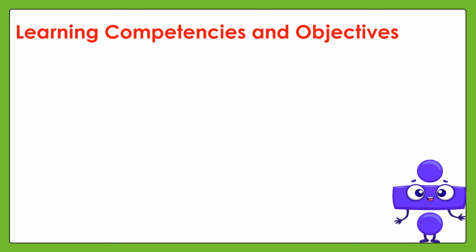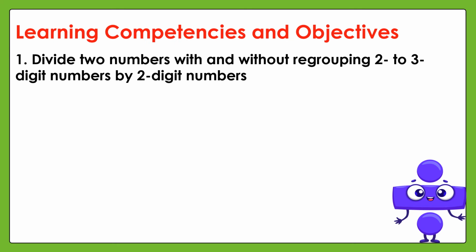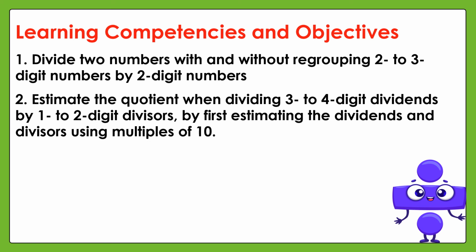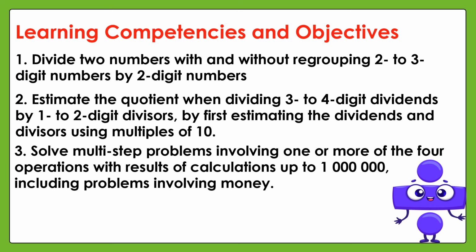Learning competencies and objectives. First, divide 2 to 3-digit numbers by 2-digit numbers with and without regrouping. Second, estimate the quotient when dividing 3 to 4-digit dividends by 1 to 2-digit divisors, by first estimating the dividends and divisors using multiples of 10. Third, solve multi-step problems involving one or more of the 4 operations with results of calculations up to 1 million, including problems involving money.